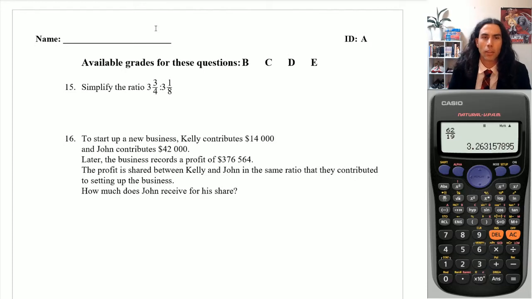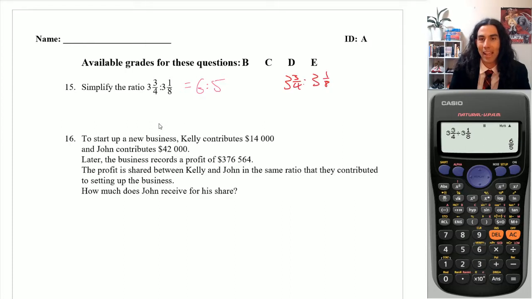B level now. Simplify that. That's not a good question because you just dump it in the calculator. Really, you just go 3 3/4 divided by 3 1/8. And what you get the marks for is knowing how to use your calculator. 6 to 5. Easiest B level I've ever seen. Why is it so hard? I probably expected you to do this.